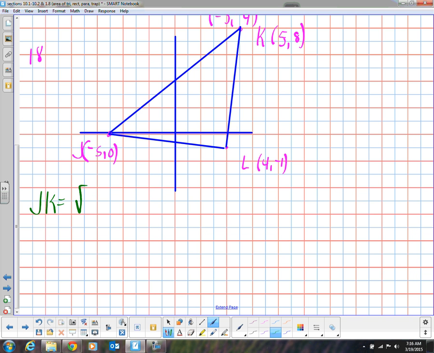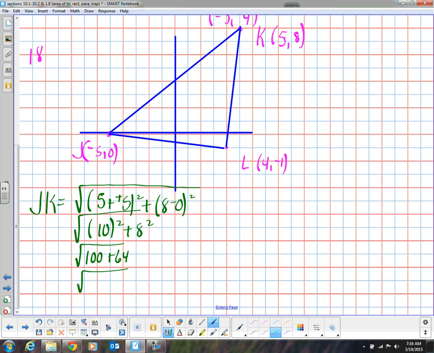So JK is going to be the square root of 5 minus -5 squared plus 8 minus 0 squared. This is going to be plus a positive. So 10 squared plus 8 squared, which is the square root of 100 plus 64, which is the square root of 164. That's JK. So now we're going to do KL.